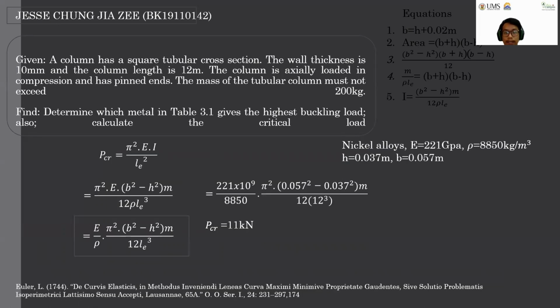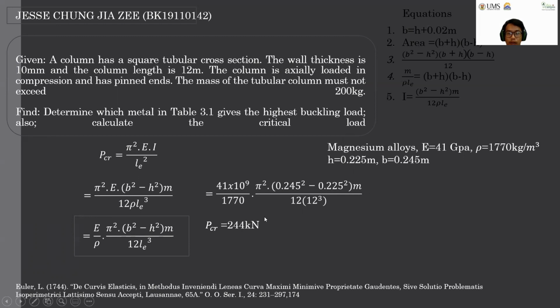As such, we can then obtain the critical load using the Euler equation by substituting the metal properties obtained from the previous calculation into the equation. We find that the nickel alloy has a critical load of 11 kilonewton, while the magnesium alloy has 244 kilonewton. Hence, magnesium alloy is used.